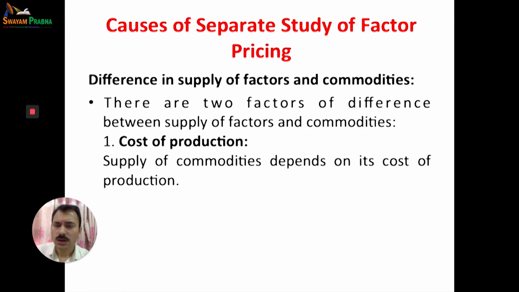Now, the difference in the supply of factors and commodities. There are two important differences between the supply of factors and commodities. First, cost of production. The supply of commodities depends upon its cost of production.